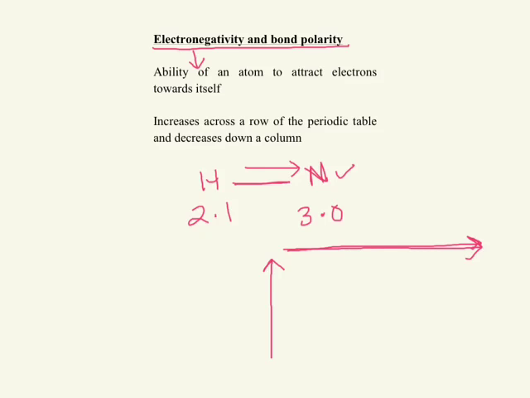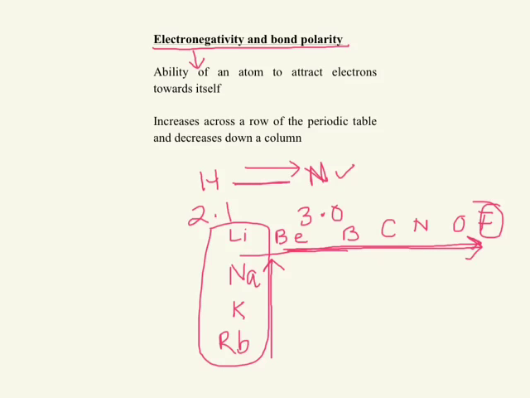So let's say if I write down the second period: lithium, beryllium, boron, carbon, nitrogen, oxygen, fluorine, which one is going to have the highest electronegativity out of these elements? Fluorine. Similarly, if I am writing the first A group: lithium, sodium, potassium, rubidium and so on, then out of these elements, which one is going to have the highest electronegativity? Lithium, because it decreases when you go down the group.